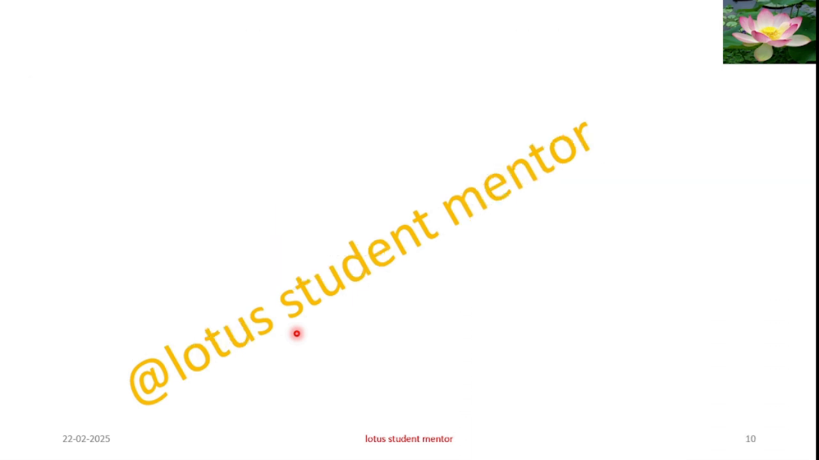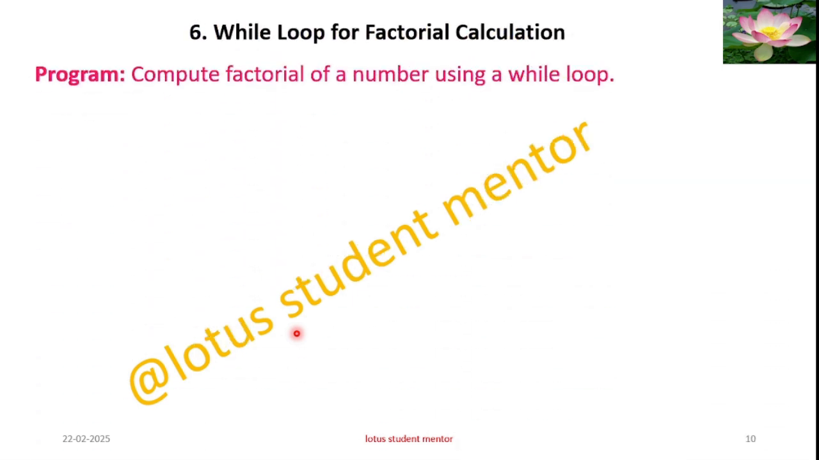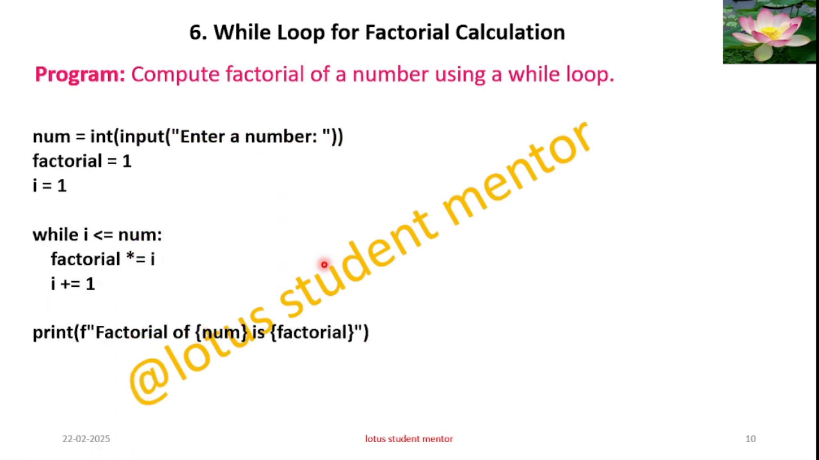The next case is factorial calculation. What is the factorial calculation? If you want 2 factorial, that means 2 into 1. If you want 3 factorial, that is 3 into 2 into 1. That is the multiplication. Now let us begin. For this case study, what is the factorial?